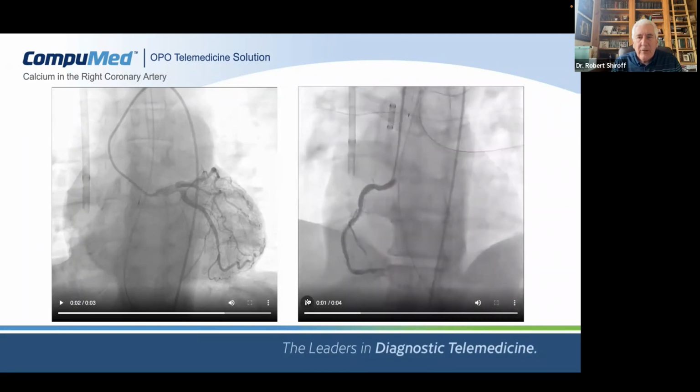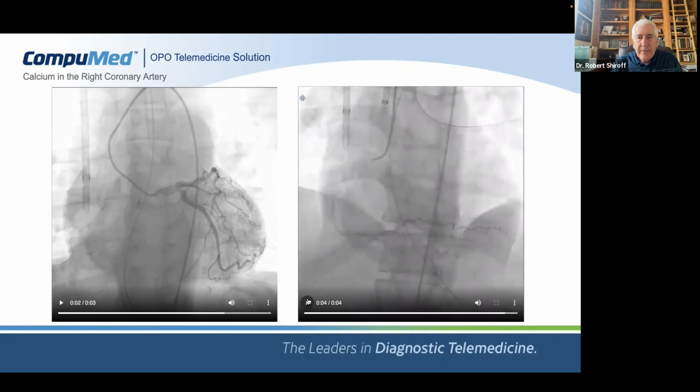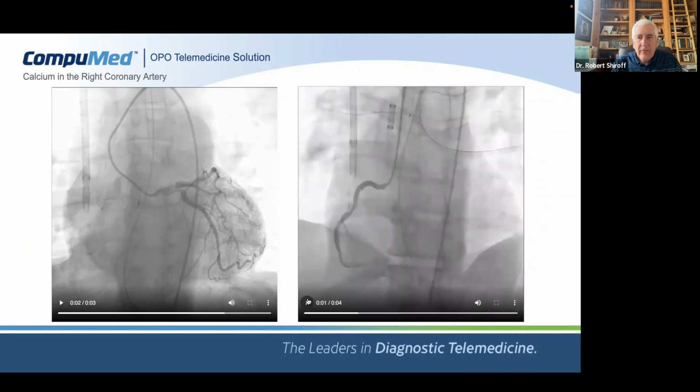It suggests that there's real disease there. See the calcium? And it fills up with dye. Look how different it looks. And you can see a narrowed artery here, a little bit of narrowing right there, and some tapering in here as well.